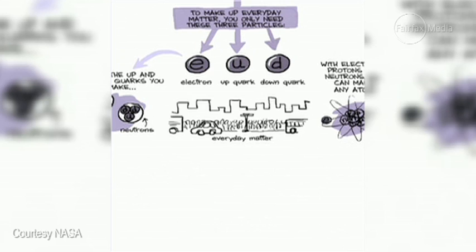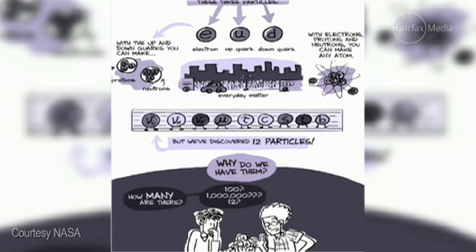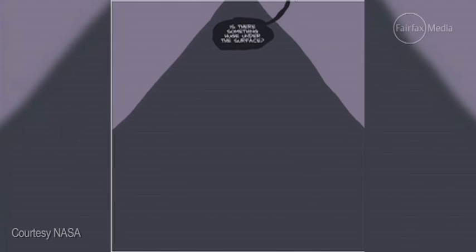But how many particles have we discovered? 12? Why did we have them? I don't know. How many are there? 100? A million? Only 12? We don't know. We're looking at the tip of the iceberg here and wondering, is there a huge iceberg under the water, or is this it? And what does it mean in either case, right?